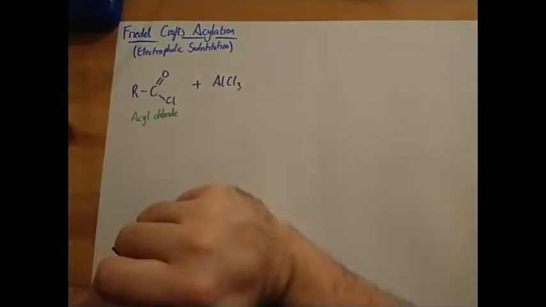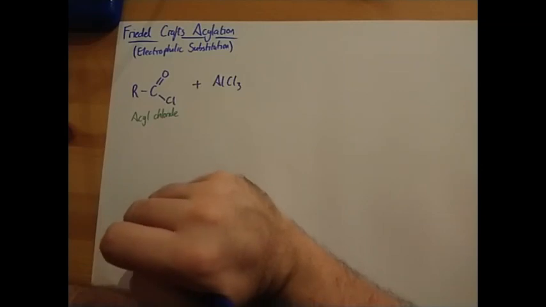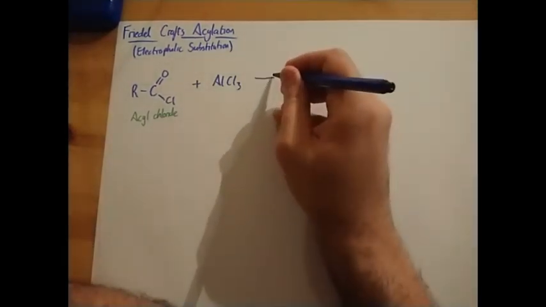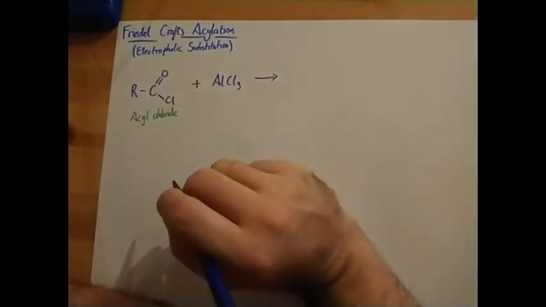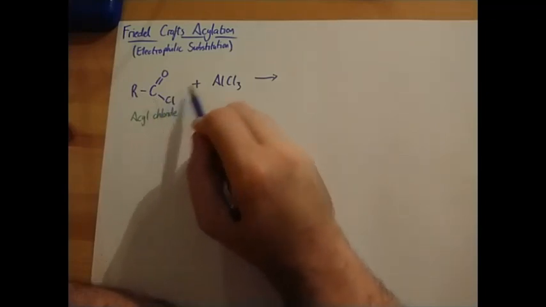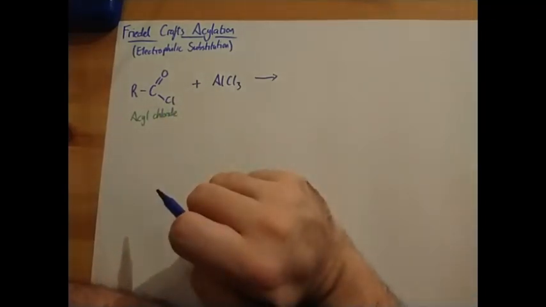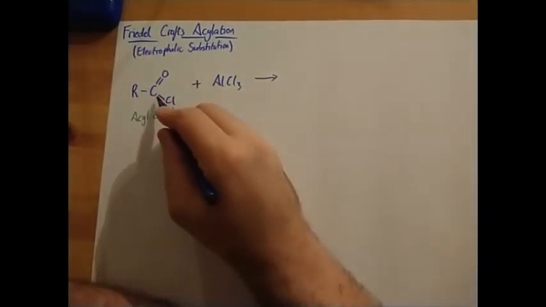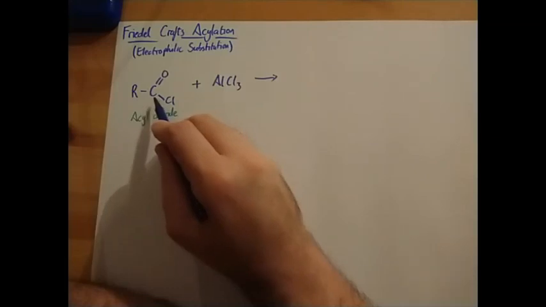with aluminium trichloride, AlCl3. That's really important. If you put that in the exam, you're likely to get a mark just for knowing that's the chemical you react it with. And what happens is it takes this chlorine off of the acyl chloride and puts it onto the AlCl3. And it takes this bond, or the electrons in this carbon-chlorine bond, with it.